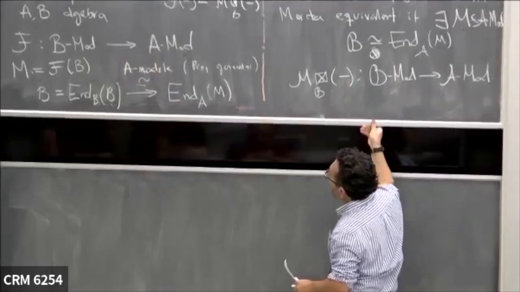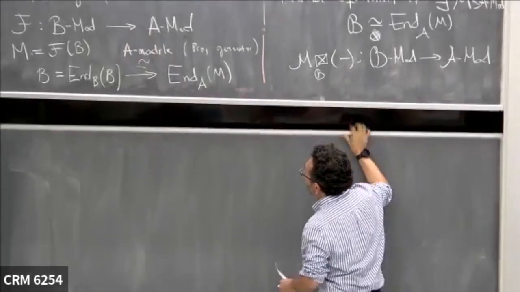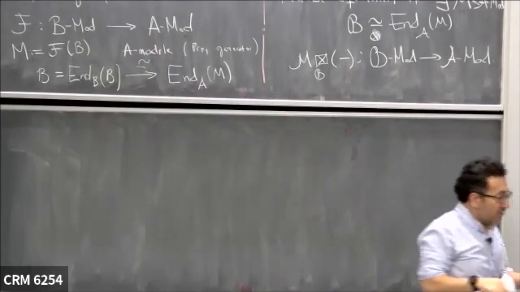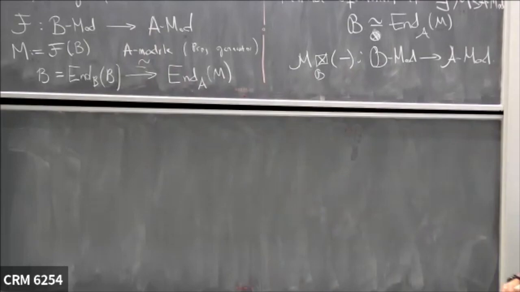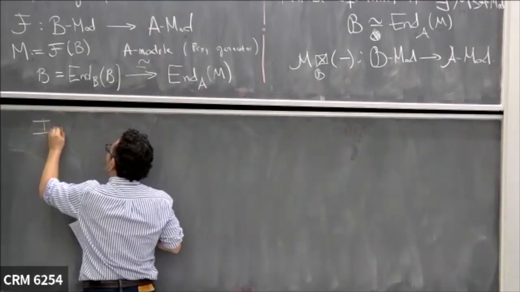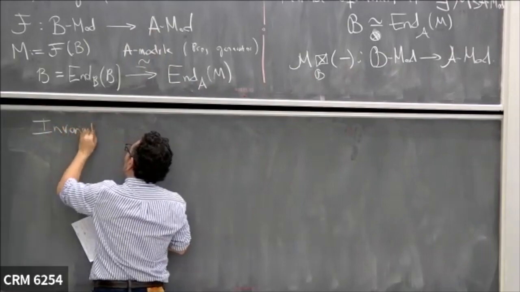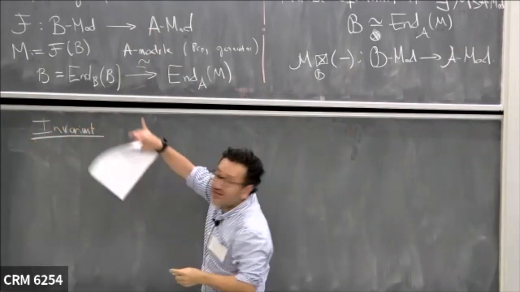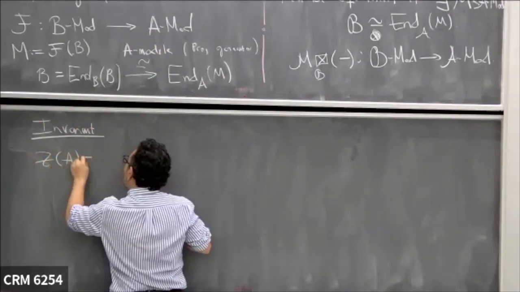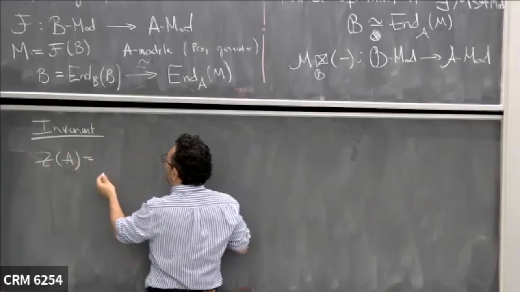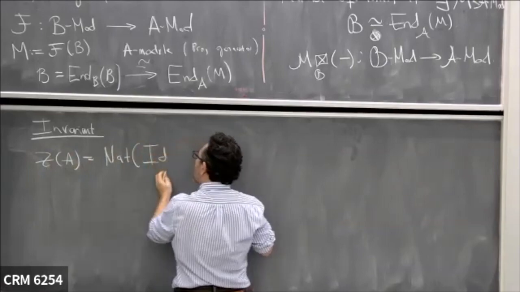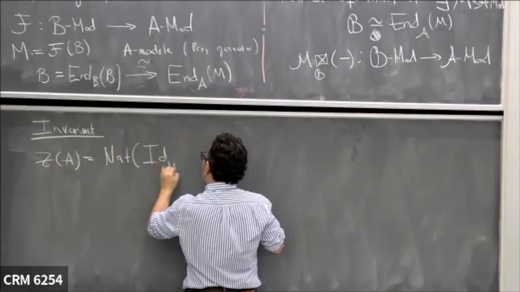And of course, when you have an equivalence relation like Morita equivalence, you can be, for example, interested in invariants. And in the algebra settings, a typical invariant is the center of the algebra, because the center of the algebra can be captured, for example, as the natural transformations of the identity functor of A modules.